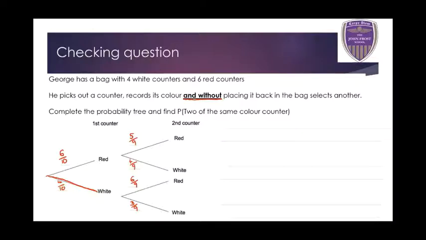Now, that's the final part of the question, which was to find P of 2 of the same color counters. Okay, so we're trying to find the probability that the 2 counters he picks are the same colors, okay? So if we quickly just run through all these outcomes. So the first one, probability of red, then red. Then the second one, he picks red, then white. This one, he picks probability white, then red. This one, probability of white, then white. Okay, so hopefully it should be fairly easy to spot now which is the 2 of the same color options. It's when he picks red, then red, and when he picks white, then white. Okay, so let's figure out what these are.